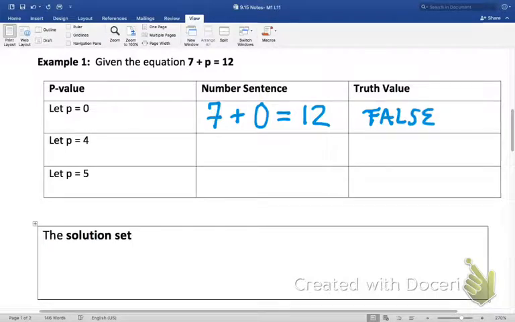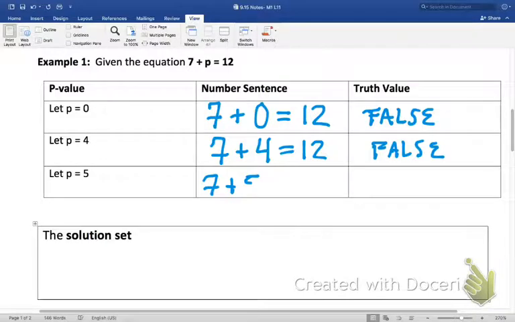And we can do the same thing for when p is 4. I would have 7 plus 4 equals 12. Well, 7 plus 4 is 11, not 12, so this again is false. Then the last example here, we can try 5, and we get 7 plus 5 equals 12, and that one ends up being true. Okay, so now you might have known that from the beginning, so I'm just trying to show you here that we can try other values, and we're going to get something false.